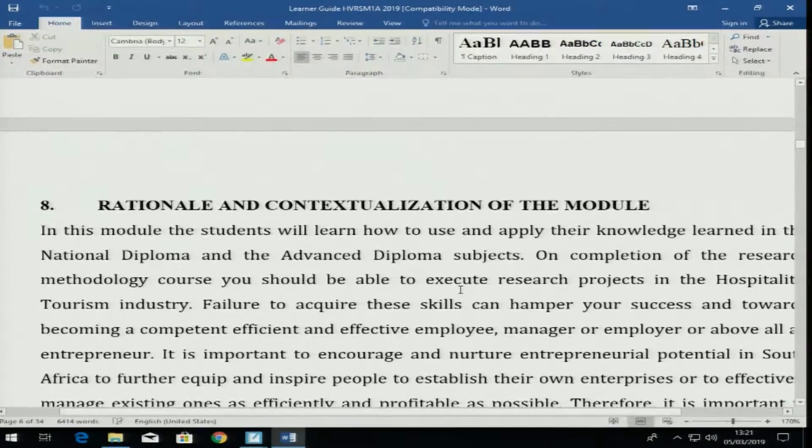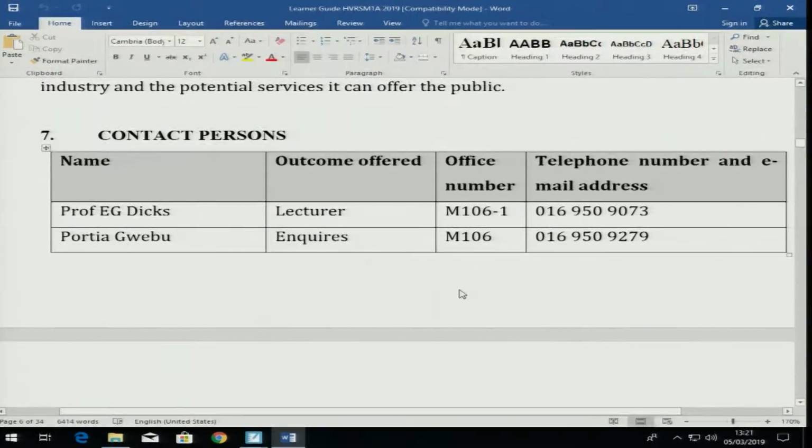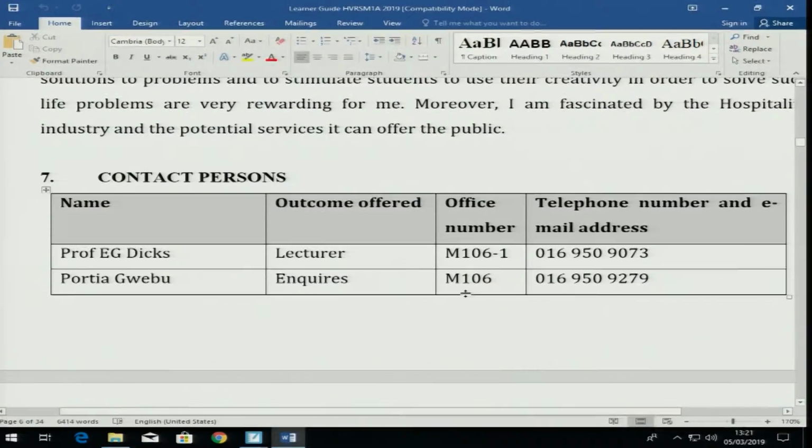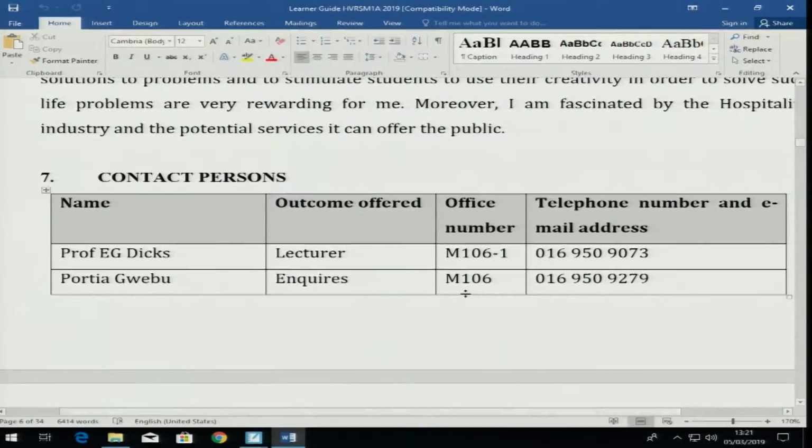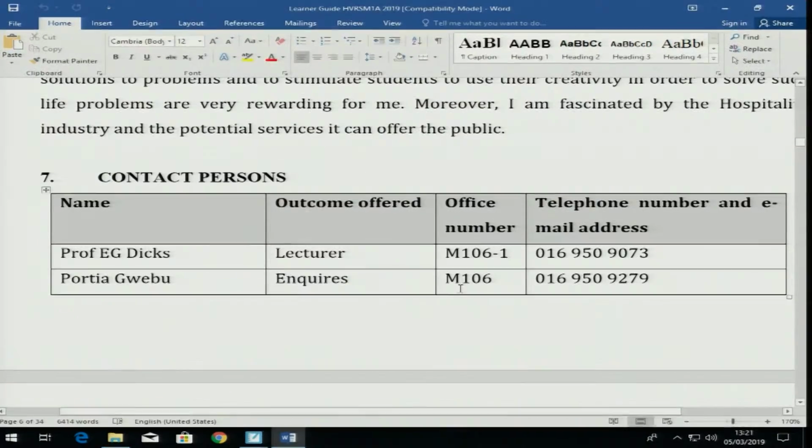And I just have my contact details. My office number is M106. And I'm sitting with the administrator. There is my office telephone number, 016-950-9073.